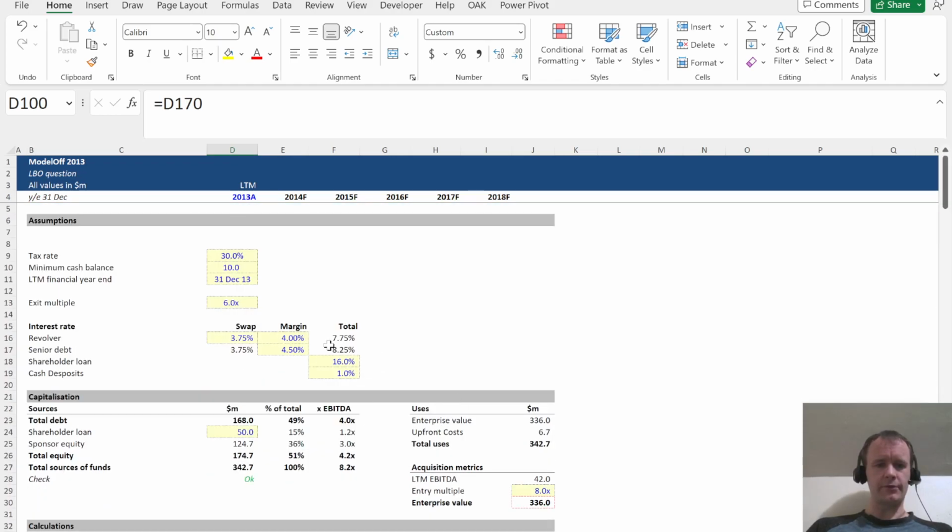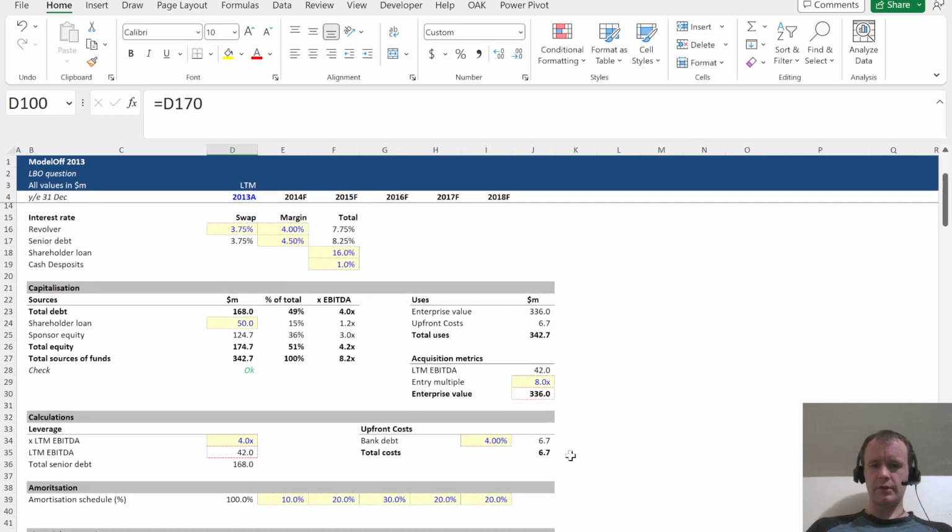So let's see, where's that 400 bips? Somewhere up here. Yeah, here we are. So there's your 400 bips, 4%. There's that being multiplied by the total debt. So we get our total cost of 6.7.